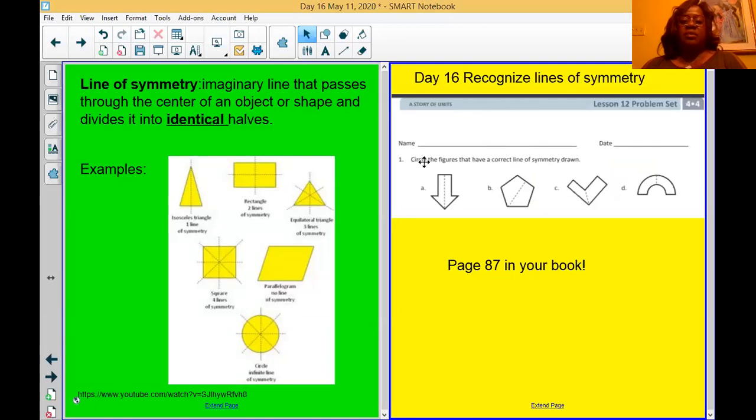It says, circle the figures that have a correct line of symmetry drawn. So remember, a line of symmetry is an imaginary line that passes through the center of the object or shape and divides it into identical parts. So I'm going to do 1A. We see in 1A we have an arrow, and I will change the view on this.